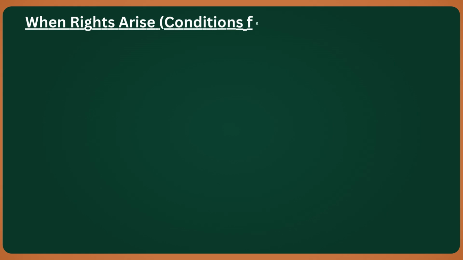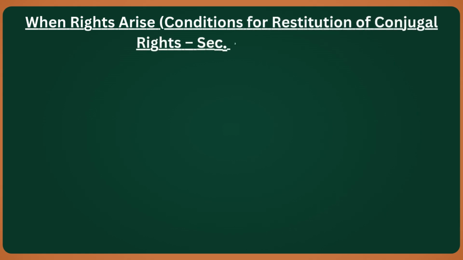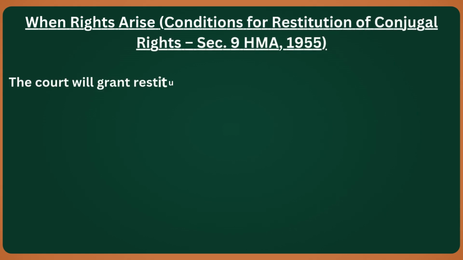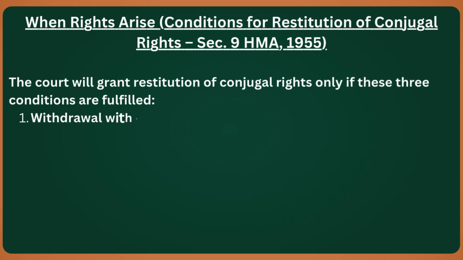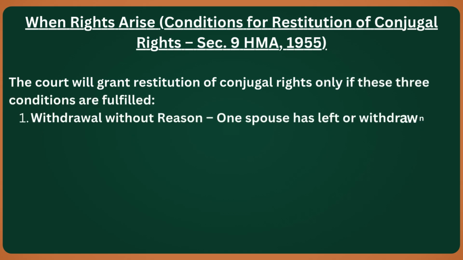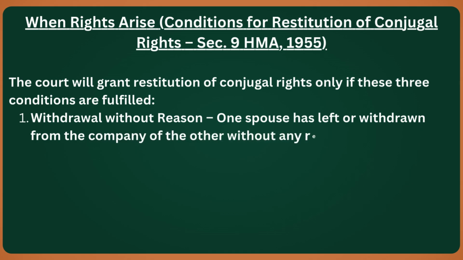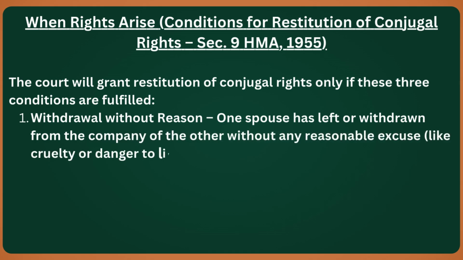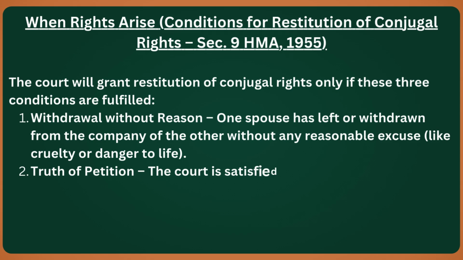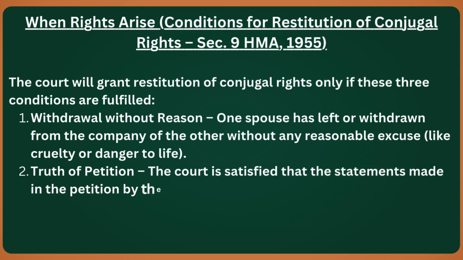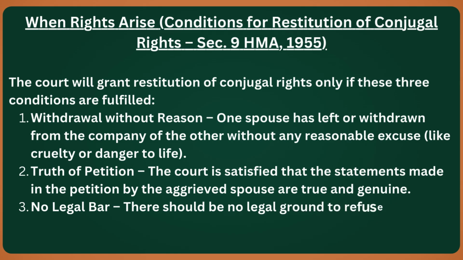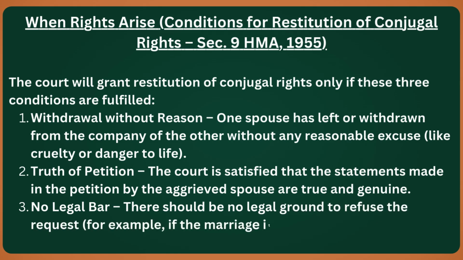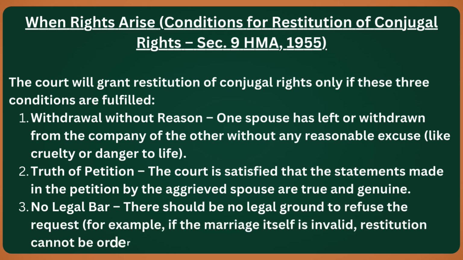Conditions for restitution of conjugal rights. The court will grant restitution of conjugal rights only if these 3 conditions are fulfilled. 1. Withdrawal without reason. One spouse has left or withdrawn from the company of the other without any reasonable excuse, like cruelty or danger to life. 2. Truth of petition. The court is satisfied that the statements made in the petition by the aggrieved spouse are true and genuine. 3. No legal bar. There should be no legal ground to refuse the request. For example, if the marriage itself is invalid, restitution cannot be ordered.